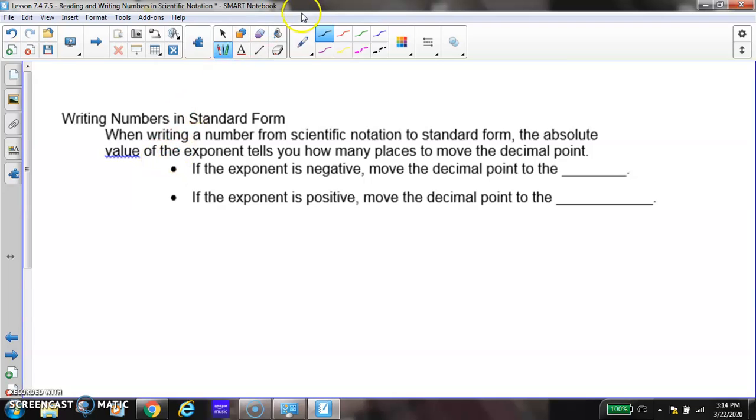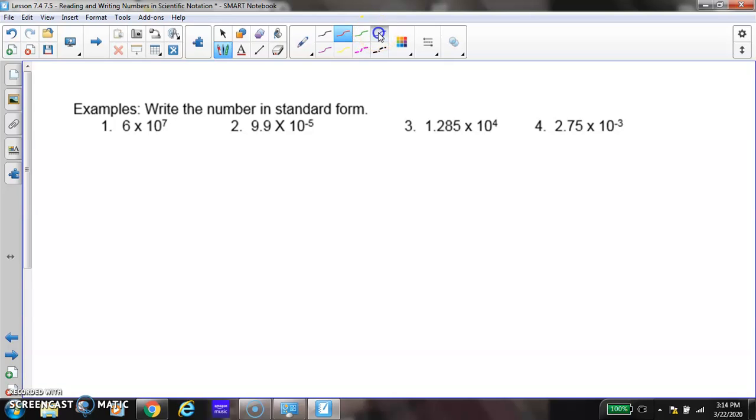Okay, so standard form is what we typically think of when we see the really, really big numbers or the really, really small numbers. So writing a number from scientific notation to standard form, the absolute value of the exponent tells you how many places to move your decimal point. So if your exponent is negative, that means you're going to be moving your decimal point to the left to see what the actual number is. If your exponent is positive, you're going to be moving the decimal point to the right, and you're going to see how large of a number that you're dealing with. You can also use your calculator to double check, but sometimes the calculators can't hold that big of a capacity.